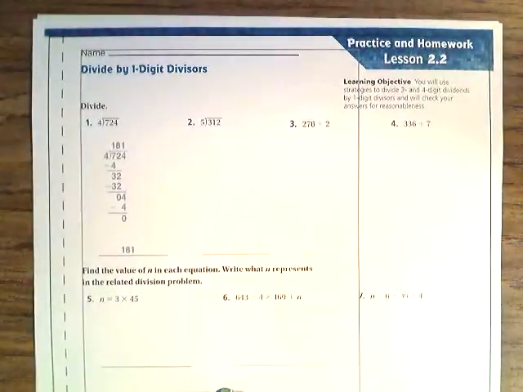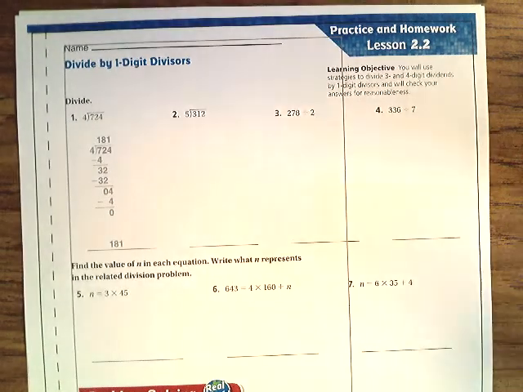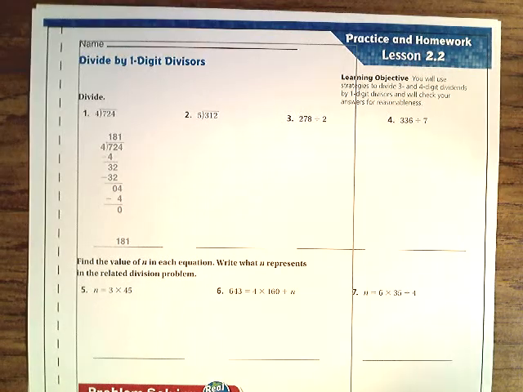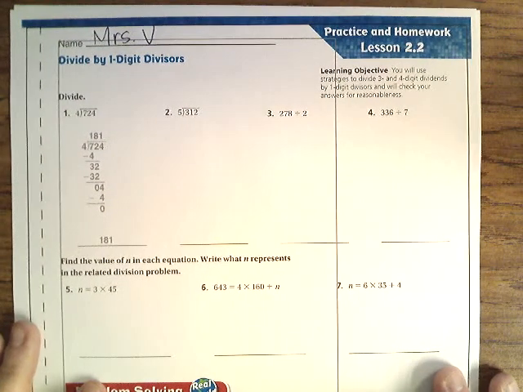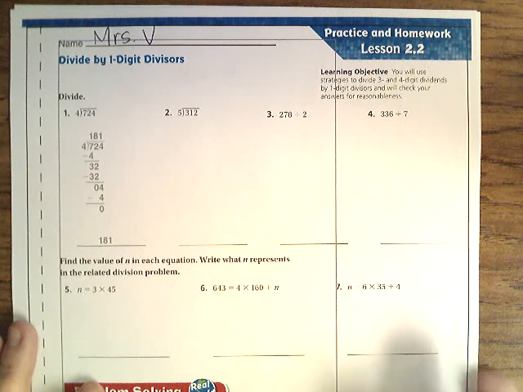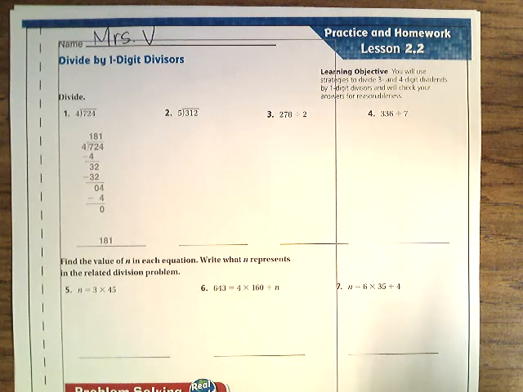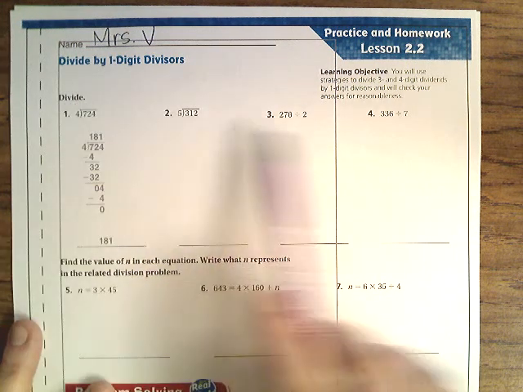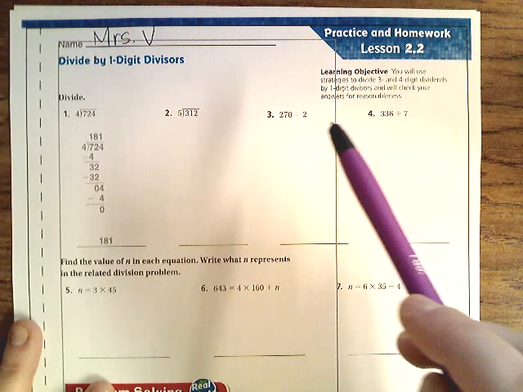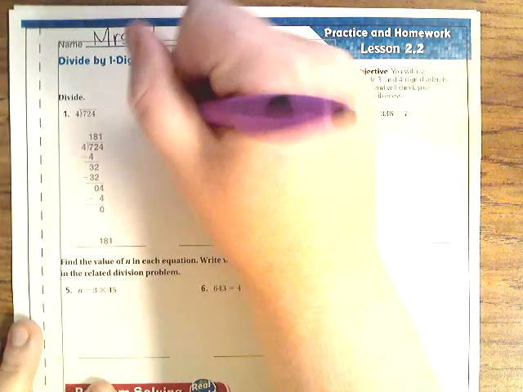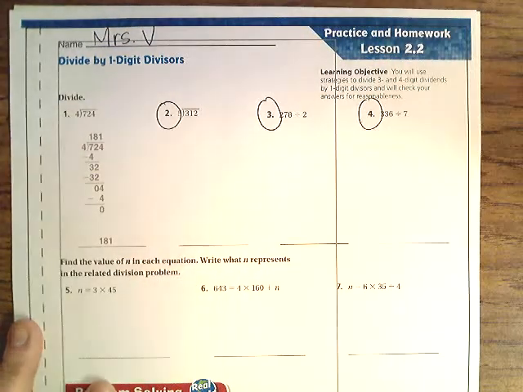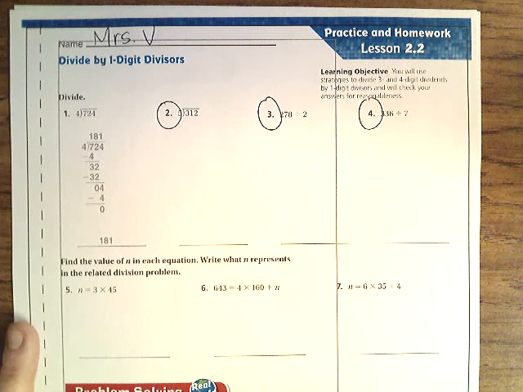All right, let's take a look at our practice and homework page. This is page number 97 and 98. First thing you're going to do is put your name at the top. I want you to be aware that you have to divide here, but you also have to check your answer. So I want you to check your answer as well, okay? I want you to do 2, 3, and 4 on page 97.